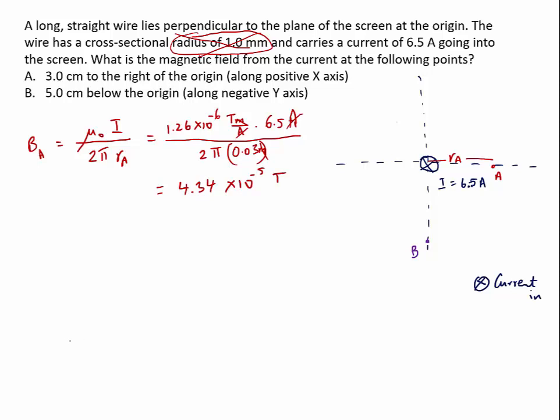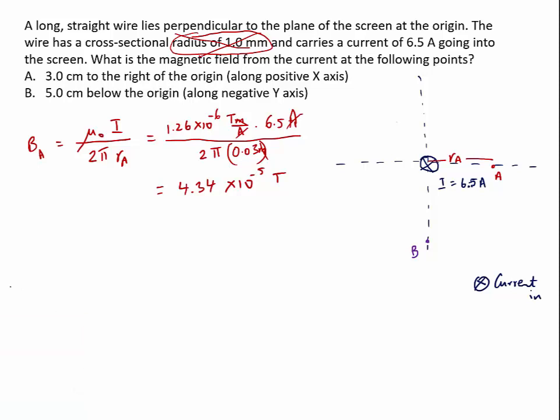It turns out that 1 Tesla is a pretty big unit, so a lot of our magnetic fields will be in the order of a micro Tesla. All right, so that is the magnitude of the magnetic field at that point.